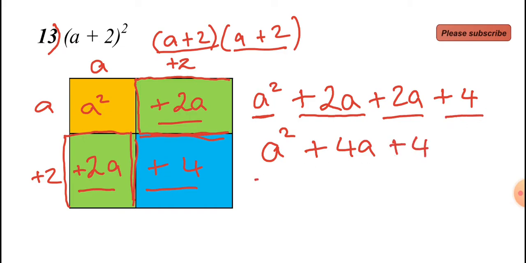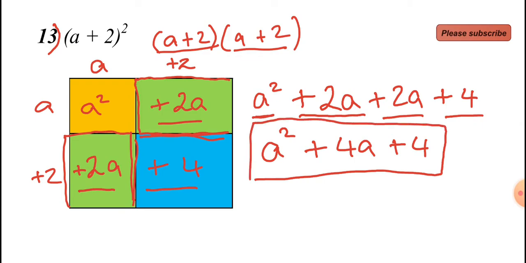So the final answer is a squared plus 4a plus 4. So remember the a squared, we just copied it down, there's no collecting like terms. The plus 4, we just copied it down, there was no collecting like terms. But plus 2a and plus 2a, we collected like terms, so there's plus 4a.